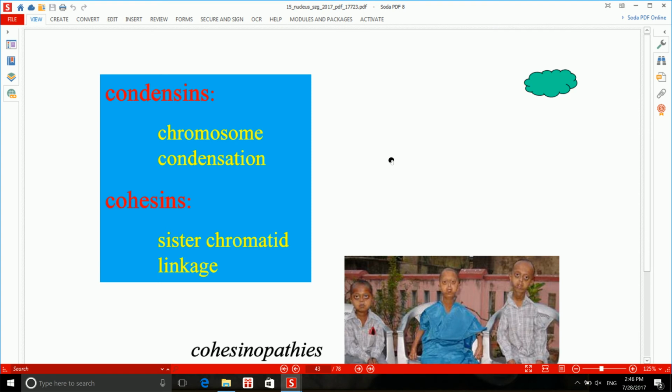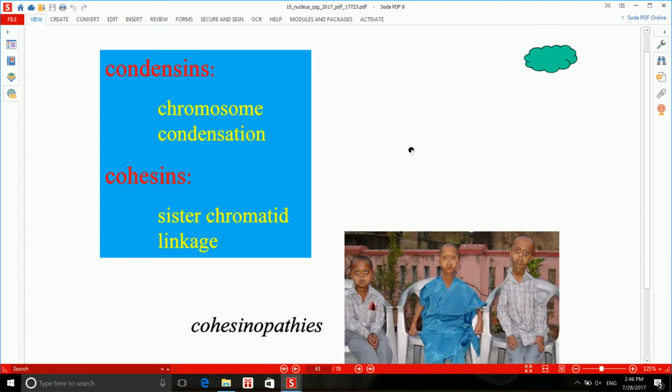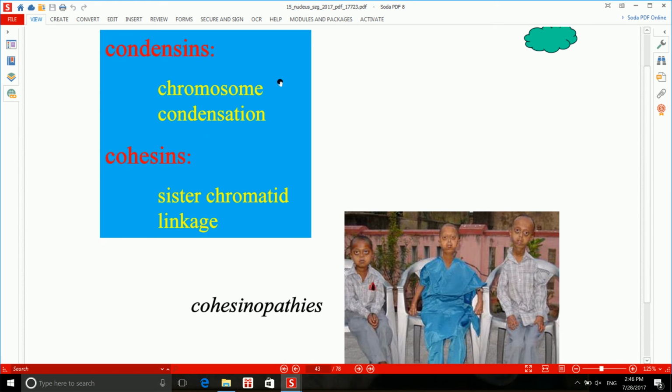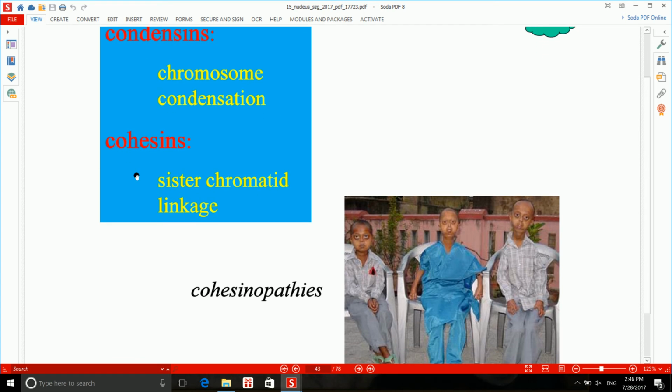There is one more thing about this lecture, and that is we talked about condensins. They help chromosome condensation to form those DNA loops which we talked about, those chromatin loops. And there is cohesin. So we said these sister chromatids are attached at one point, at the centromere. And how is it that they're attached just at that point? It is because of cohesin.